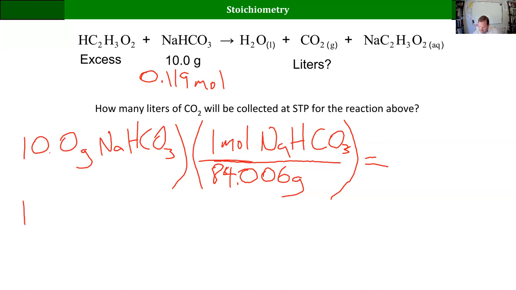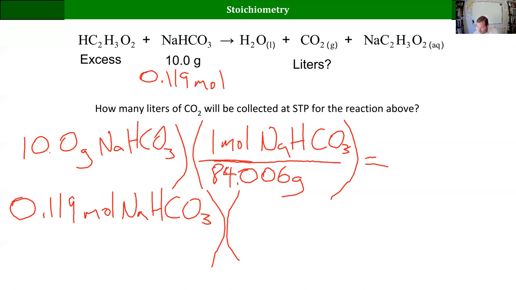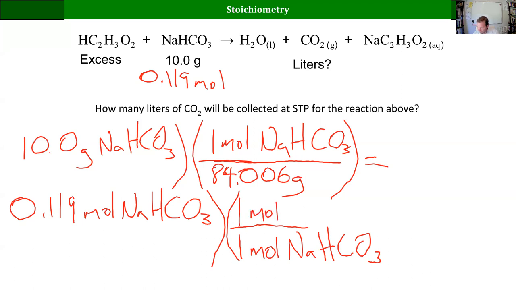So if we want to say 0.119 moles of NaHCO3, and 1 mole NaHCO3 is 1 mole of CO2 made, that gets us to a number for moles of product.